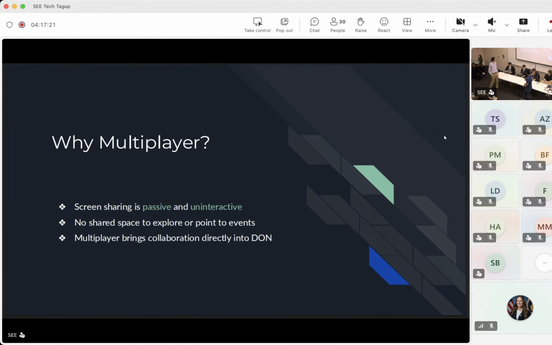Next slide. Our final MVP is multiplayer. So we want to make Dawn a lot more collaborative, interactive with other people. So we implemented a multiplayer feature where users would be able to join a simulation with each other and explore the simulation together or point to certain events inside the simulation.